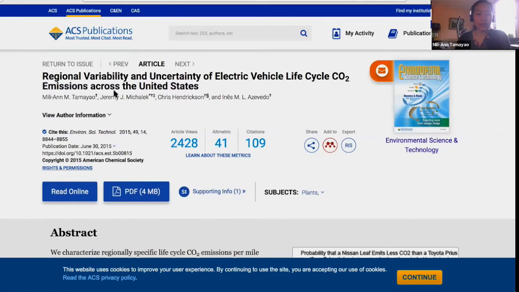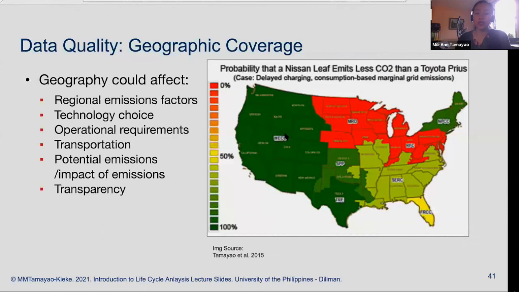The title of the study was Regional Variability and Uncertainty of Electric Vehicle Life Cycle CO2 Emissions Across the United States. You can see in this map different colors. The colors indicate the probability that a Nissan Leaf, which is a battery electric vehicle, emits less CO2 than a Toyota Prius. And this is the case being investigated here: delayed charging, consumption-based marginal grid emissions. Those are the assumptions that were used here.